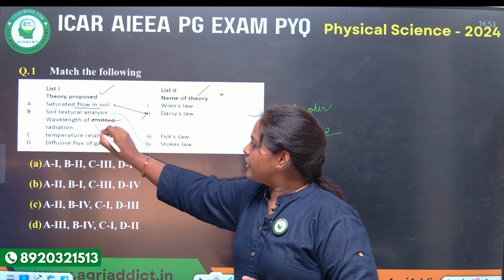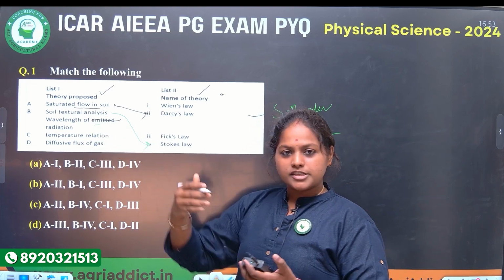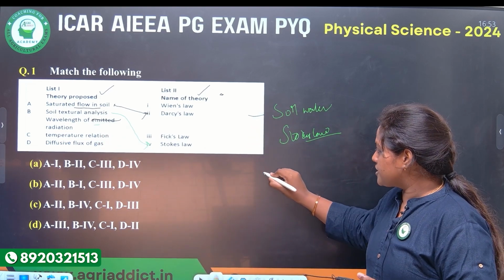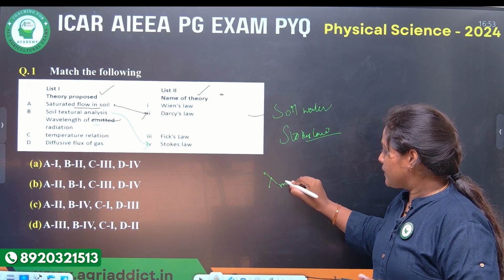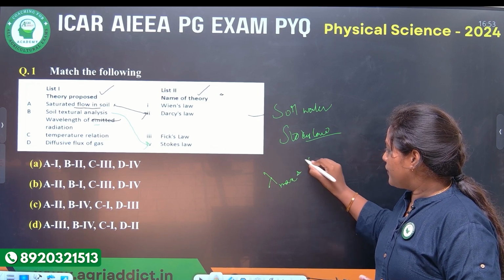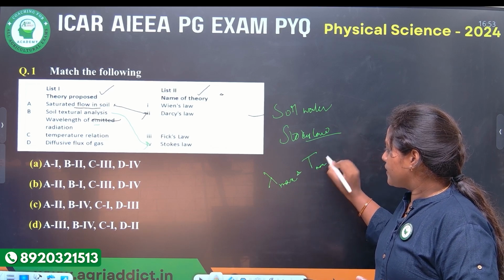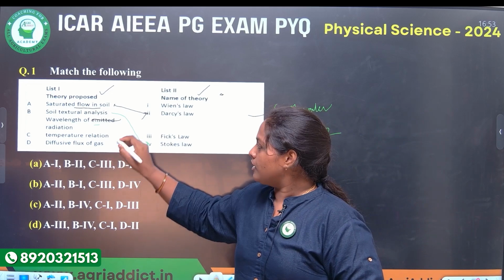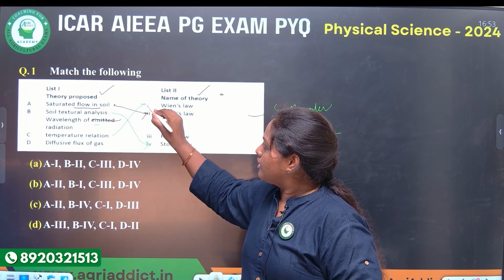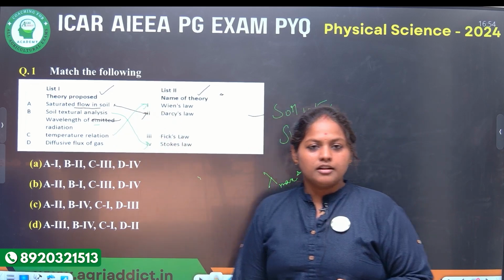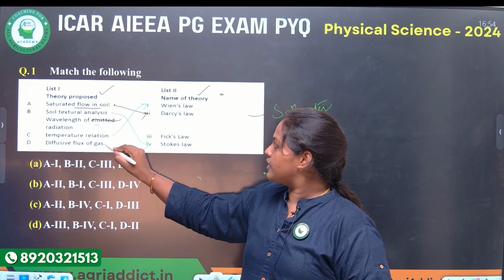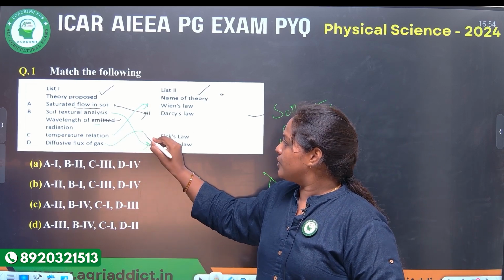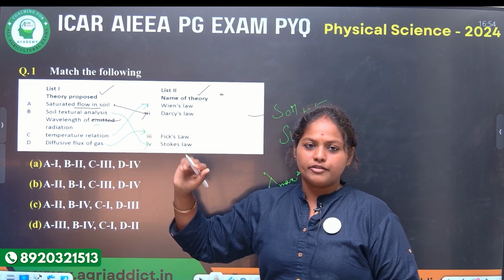Next is wavelength of emitted radiation and temperature of radiation. They are asking about the relation between lambda max and maximum temperature. So from which law will it be known? Wien's displacement law. Then the final one is diffusive flux of gases. This will be known from Fick's law of diffusion.